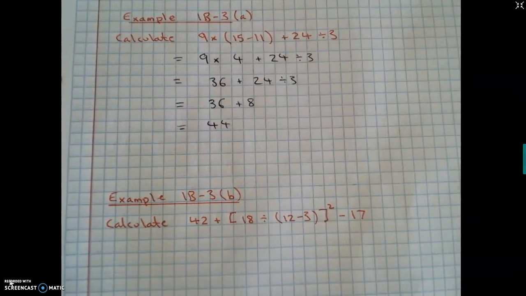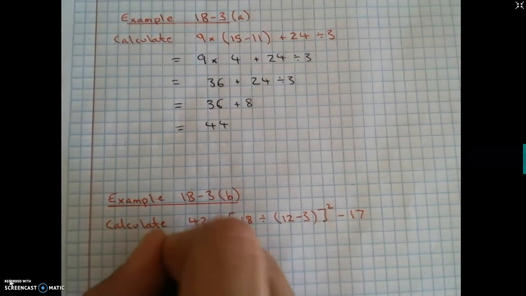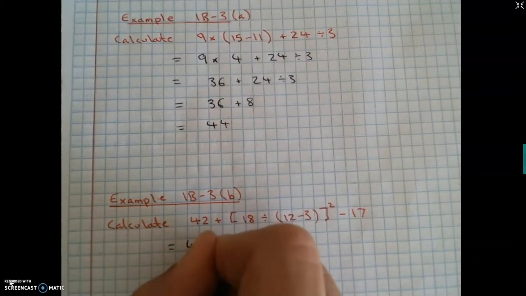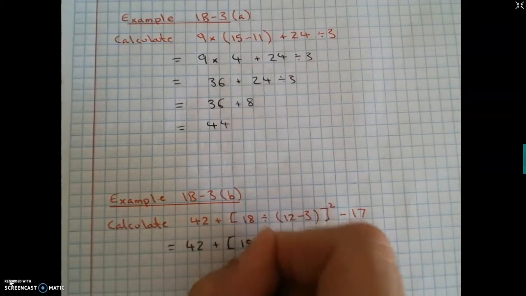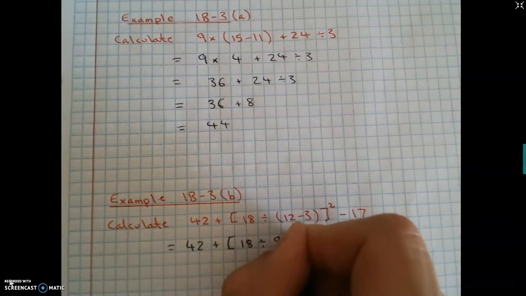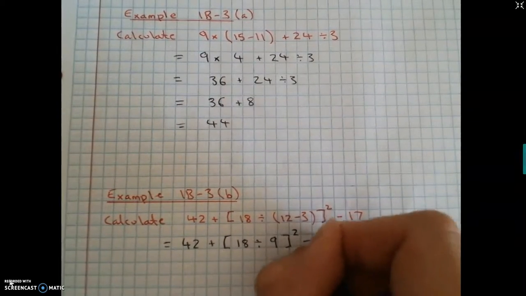Okay, and our final example, you'll notice that we have some brackets within these brackets here. So remember, one of our key ideas was anything within the innermost brackets has to be dealt with first. So that's what we're going to do here. Everything on the outside of the brackets is going to remain where it is for now. So I've got 42 plus 18 is going to stay where it is, divided by, so our first bracket, 12 minus 3 is 9. So you can see that I've executed that bracket. Everything else remains the same.